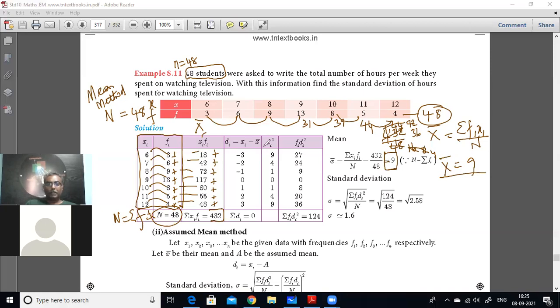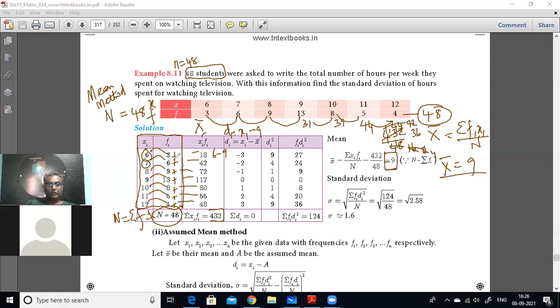You got it. Okay. Now what you have to do? You have to find xi minus 9. di is equal to xi minus 9. So first one, xi is 6. 6 minus 9, how much? It's minus 3, sir. Yes. 6 minus 9, where xi is 6.